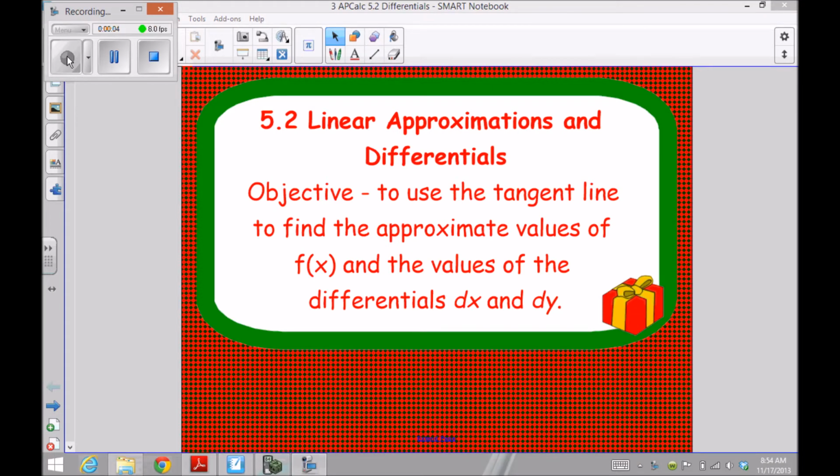Section 5.2, linear approximations and differentials. Our objective is to use the tangent line to find the approximate values of f of x and the values of the differentials dx and dy. Actually, you did some of this on the homework from the last section, you just didn't realize it. So this should be an easy thing. Let's jump into it and get it done.